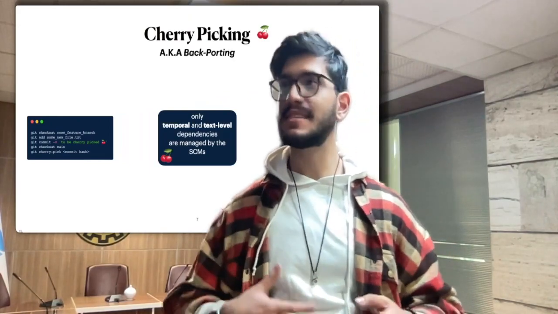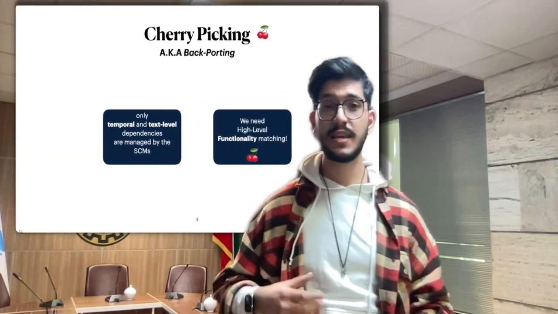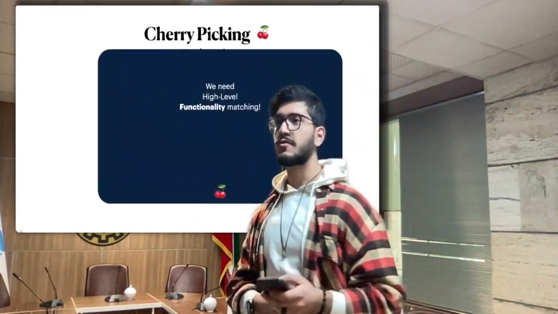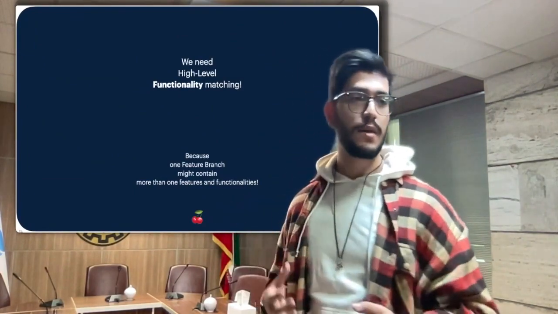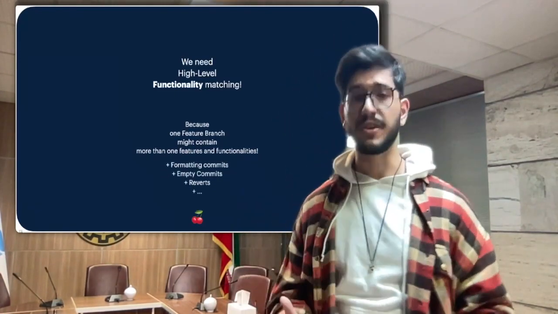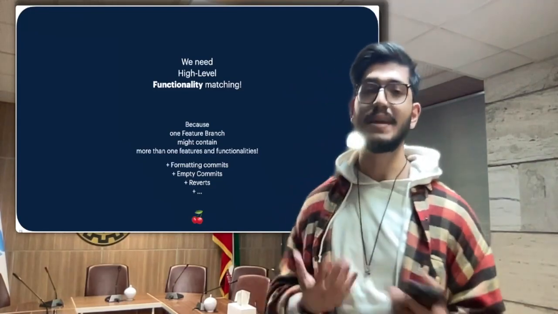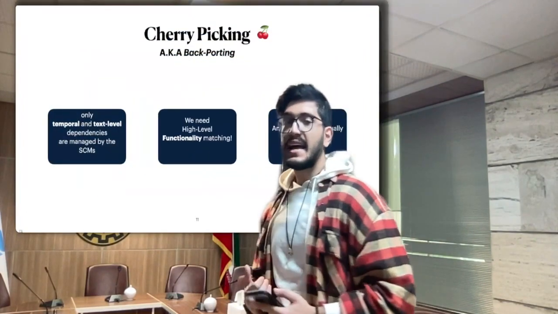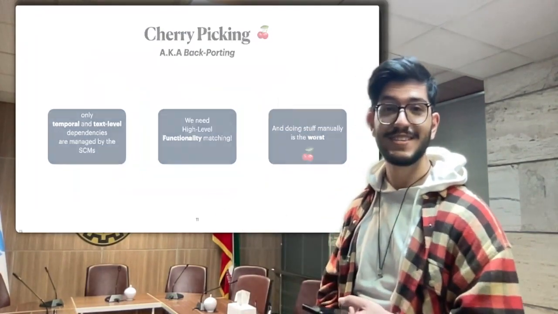Cherry picking only understands temporal and text level changes or dependencies. But a lot of times we are looking for functionalities, we're looking for semantics. For example, in a feature branch, we might be working on a certain feature, and we don't want the formatting commits or empty commits or reverts. But SCMs won't understand that. They don't understand what's a functional commit, what's a semantic commit, and what is just a formatting one. The developers have to do it manually, and doing stuff manually is the worst.